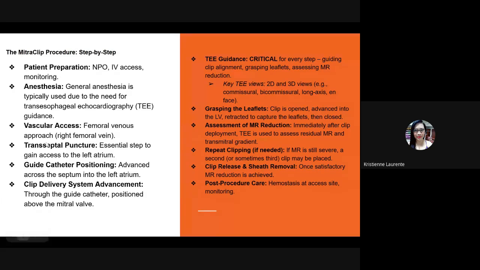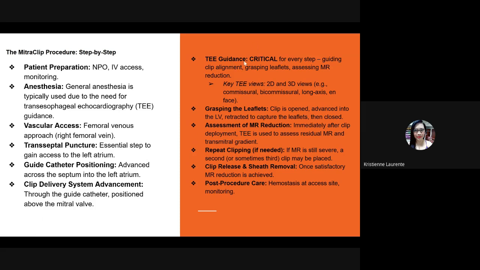Last week we had three successful mitral clippings, and all the patients underwent general anesthesia and were TEE guided. Vascular access is through the femoral venous approach, the right femoral vein, and there is also transseptal puncture, but in this case we did the femoral access. For guide catheter positioning, advance across the septum into the left atrium, then advance the clip delivery system through the guide catheter and position it above the mitral valve. TEE guidance is critical for every step.